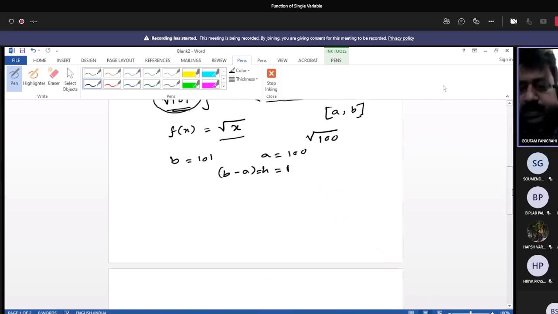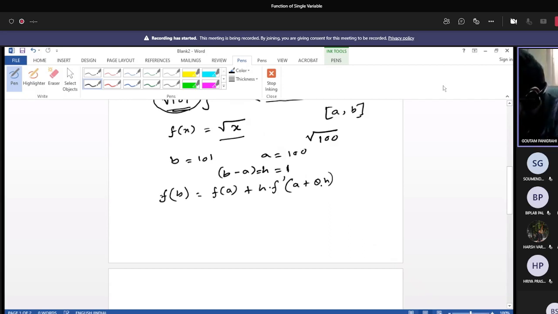Here you see that when you perform this numerical approximation, f(b) equals f(a) plus h into f dashed (a plus theta h). Here a is 100, b is 101, that you have to approximate. h is 101 minus 100, that is 1.